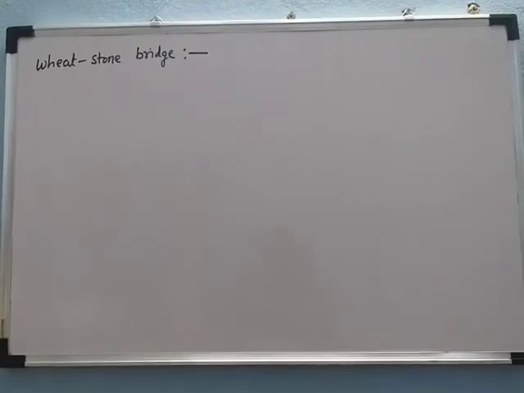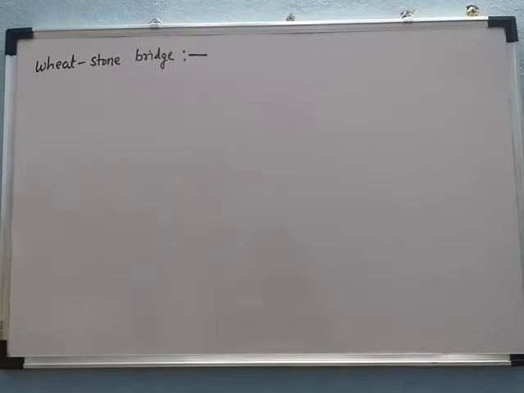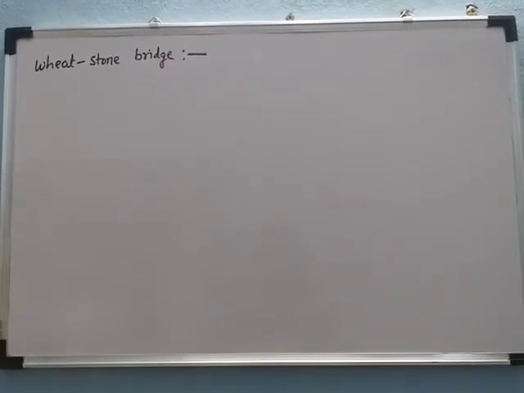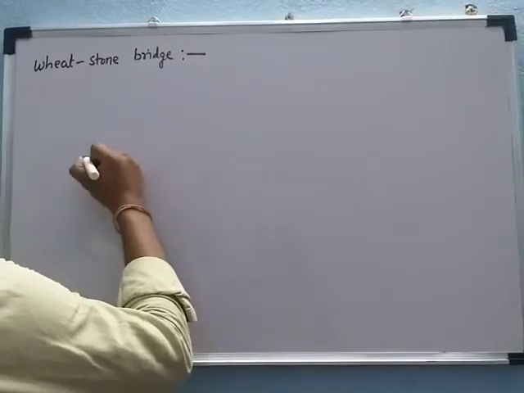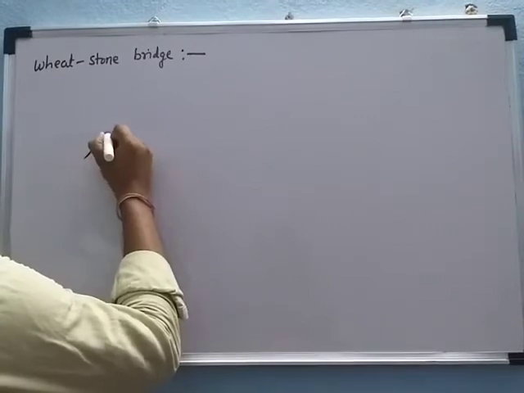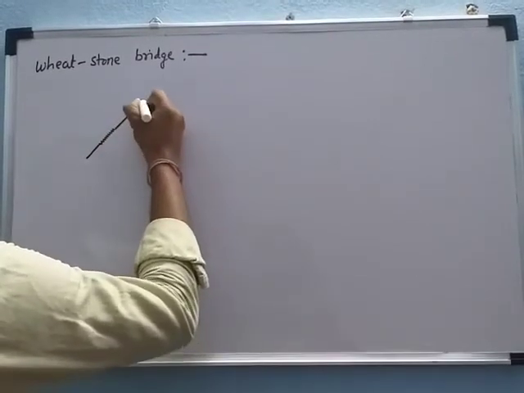The scientist Wheatstone developed one device, that is the Wheatstone bridge. What is the Wheatstone bridge? In a Wheatstone bridge, we can compare four resistances. These four resistances are considered as P, Q, R, S. Now see, these are the four resistances we compare, and they form a bridge. This is the diagram.